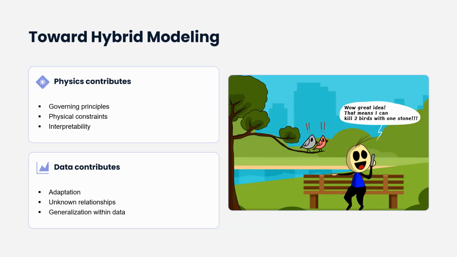This is the motivation behind hybrid modeling. Physics-informed learning integrates physical knowledge with data-driven learning while preserving physical consistency. It reflects a new way of thinking about complex systems. We will continue from there in the next lecture.